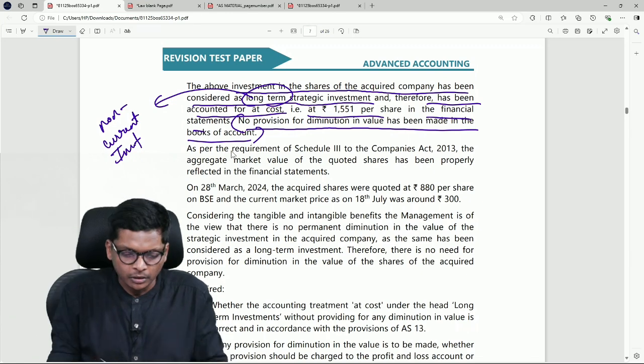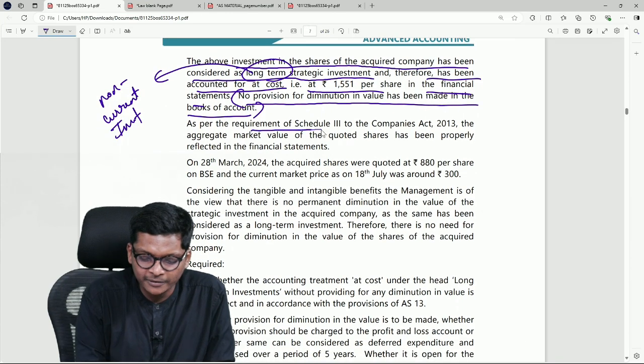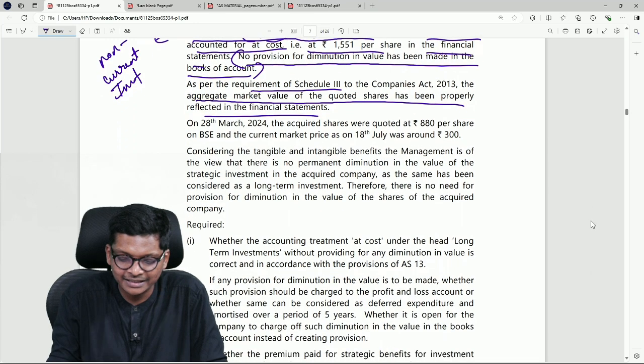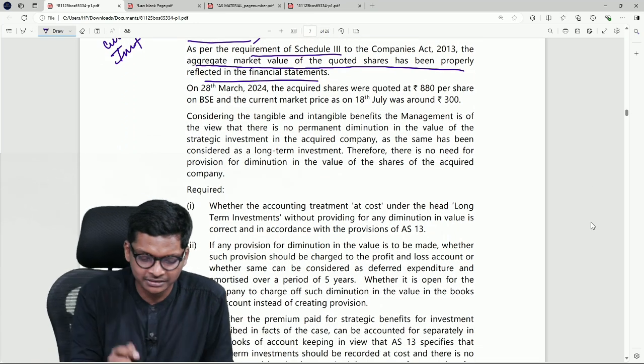Next, as per the requirements of Schedule 3, the aggregate market value of the quoted shares has been properly reflected in the financial statements. They are saying disclosure is done. Fine. What is happening next?